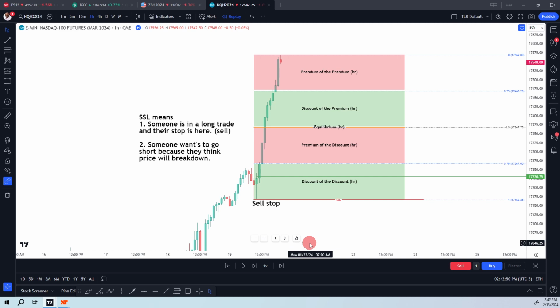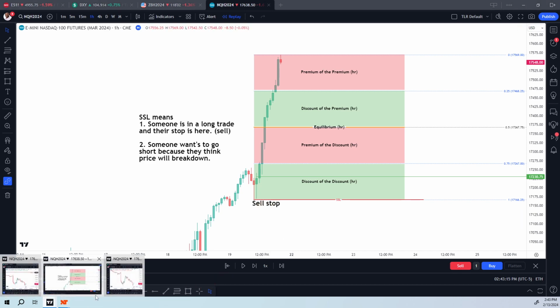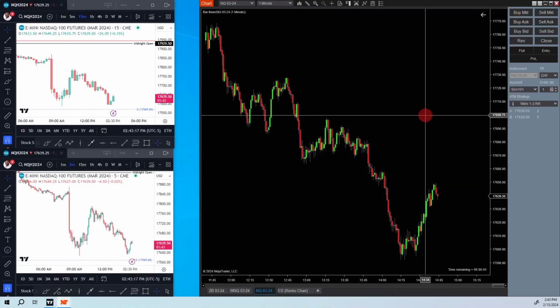The order will be good for the day unless you set it to good till cancel. You typically set it for the day, and it'll stay there all day long until 4 o'clock, or 4:15 on any time frame. It's just going to sit there until the end of the day, and at the close it will cancel automatically, unless you have it set to good till cancel.